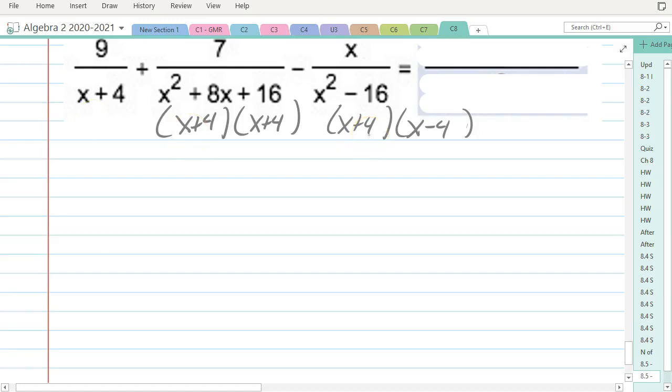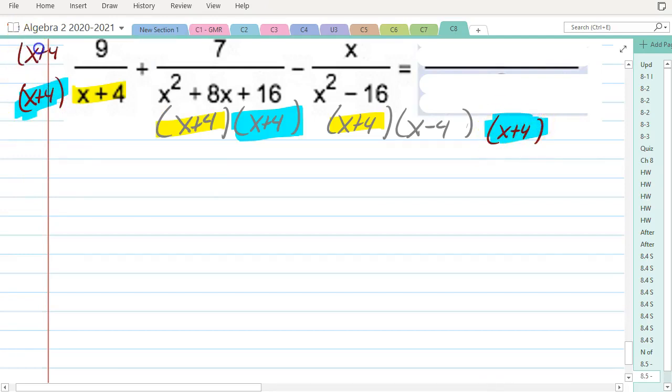Now this is where things get weird and people start messing up. So we're going to go through this. The first one has an x plus 4, the second one has an x plus 4, and the third one has an x plus 4. We're good on that. Next, the second one has two x plus 4s, but neither the first nor the third have that. So I need to add another x plus 4 to both the first and the third. So multiply by x plus 4. Whatever you do to the bottom, you do to the top.